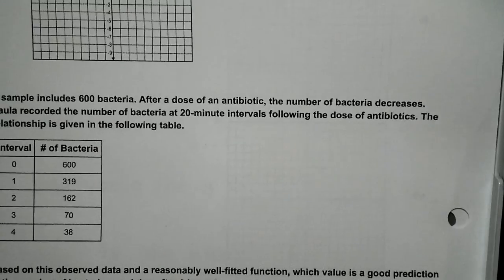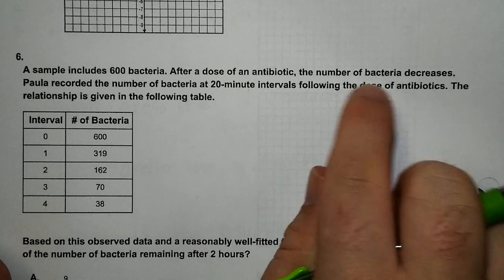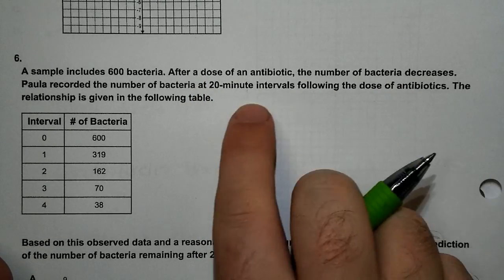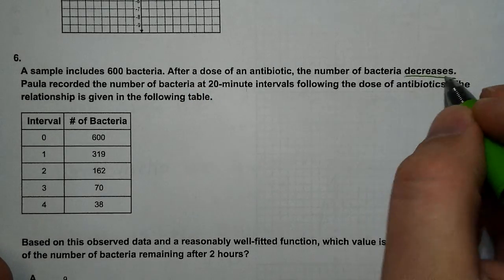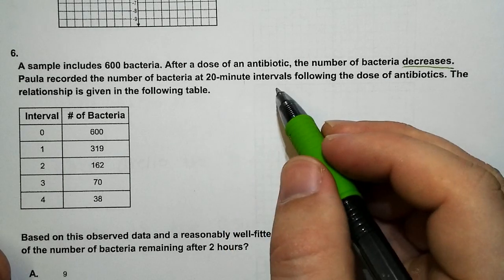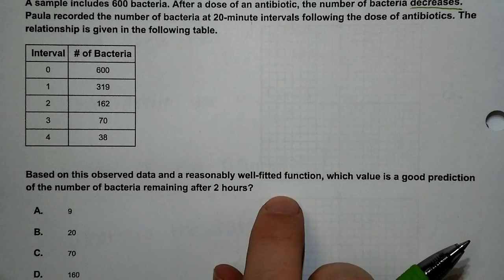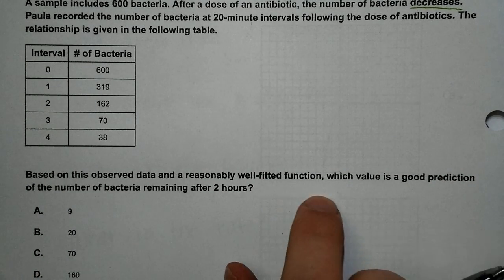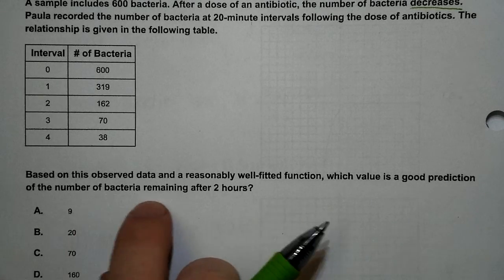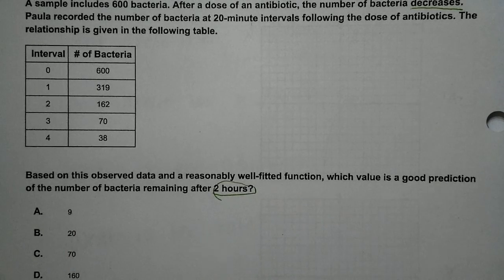Okay, number 6. A sample includes 600 bacteria. After a dose of antibiotic, the number of bacteria decreases. Paula recorded the number in 20-minute intervals based on the dose relationship as given in this table. Based on this observed data, which function fits well and is a good prediction of the bacteria remaining after 2 hours?